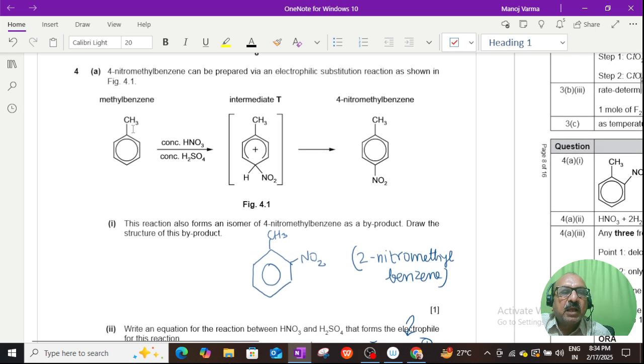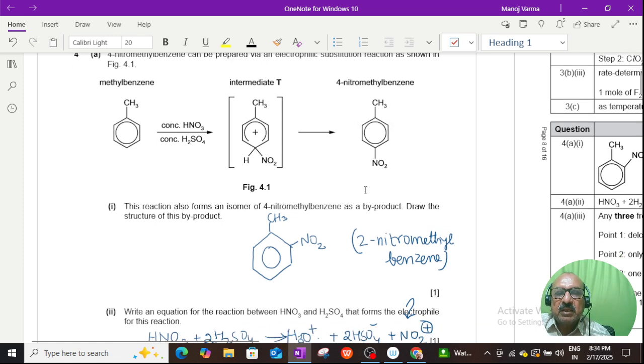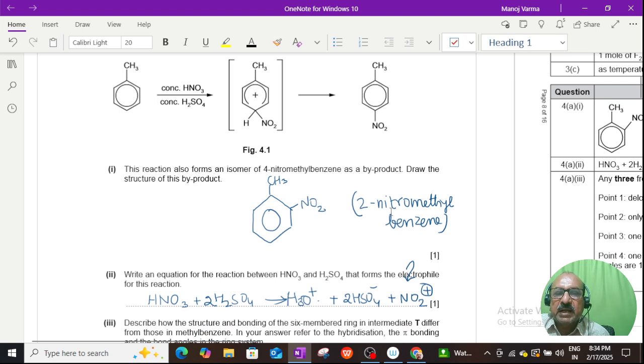They want you to draw the structure of this byproduct. As you know, the CH3 group is electron donating and activating group, so the substitution takes place at 2, 4 and 6 positions. The 4 position is already occupied, so the other substitution can occur at the number 2 position, which is the same thing as number 6 position. So the other product will be 2-nitro-methylbenzene.